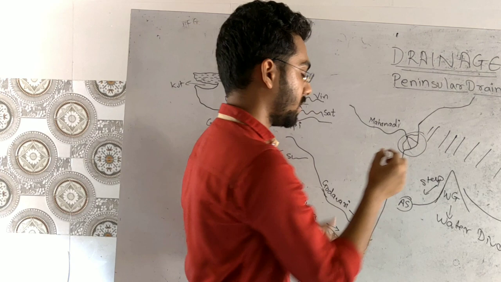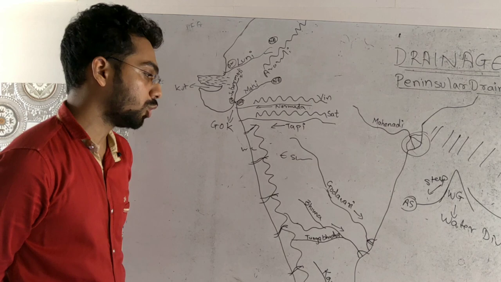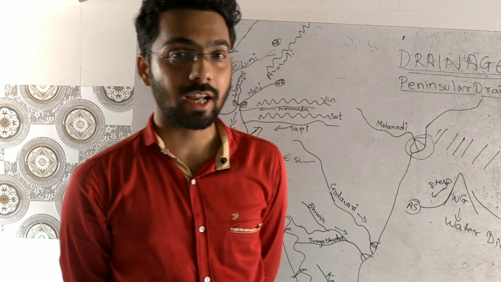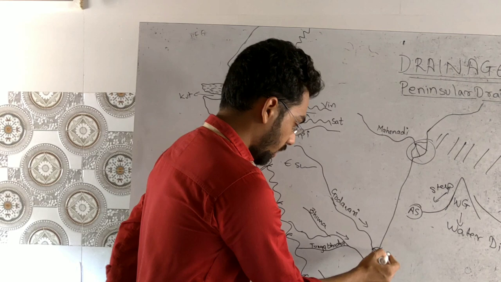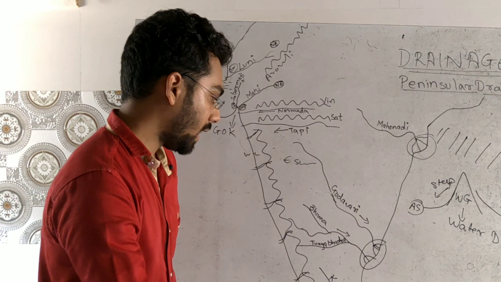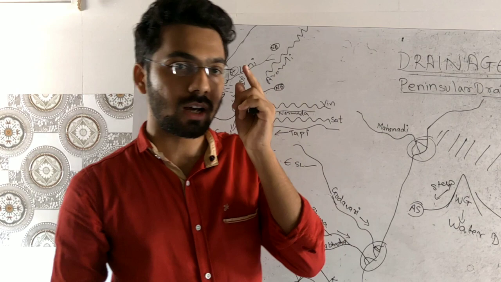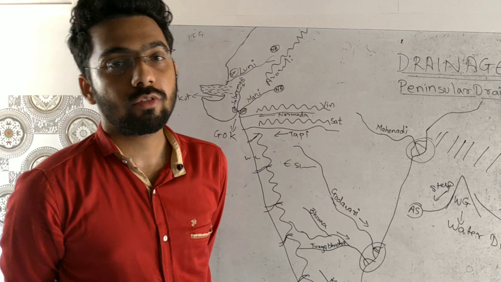As we come down, we can see river Godavari. Godavari is the second largest river according to catchment area. It is said that the river Godavari is the Ganga of the peninsula. The Godavari flows and meets the delta region where Krishna and Godavari come together. So the Godavari flows toward the eastern slope of the Western Ghat, makes its way through the Eastern Ghat, and goes towards the Bay of Bengal.